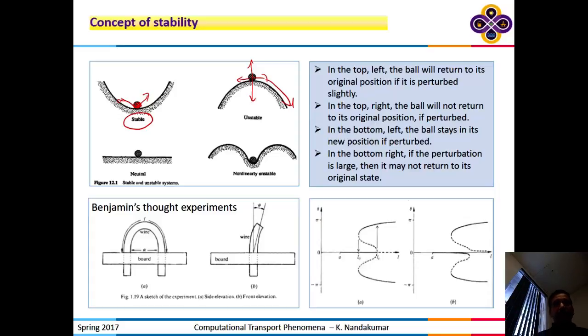If you take this one, you have a so-called neutrally stable system, because you give it a kick, it'll just go and stay there. Every position is an equilibrium position. And in this case, this is non-linearly unstable. What does that mean? The minima that you have is small. So if you give it a small perturbation, it comes back. But if you give it a large perturbation, it will go away.